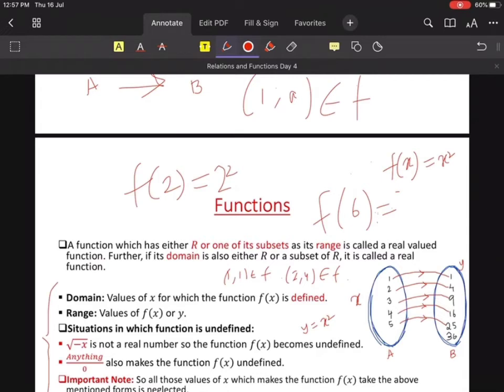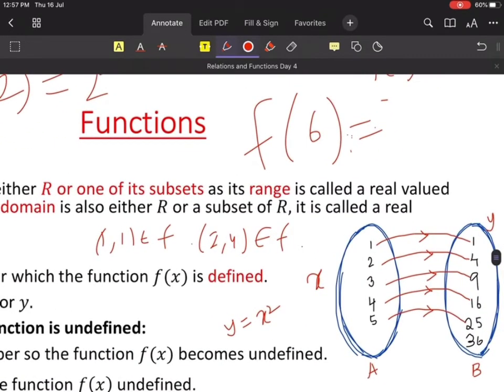Now we move on to the next definition. What is a range? Now read the definition of range. Values of f(x) or value of y.